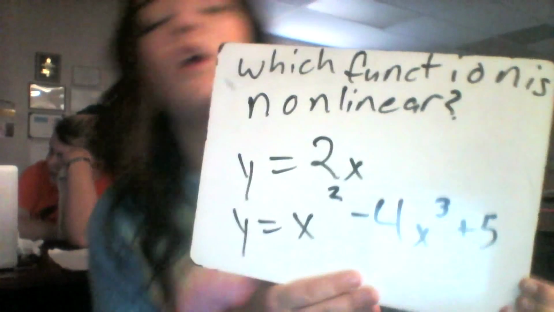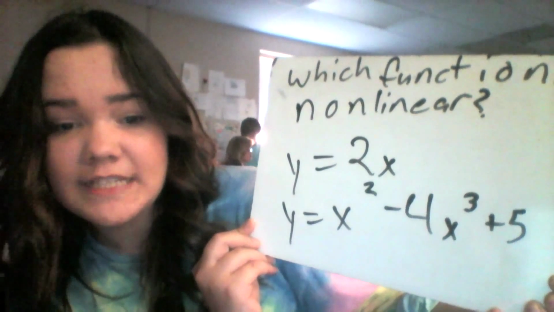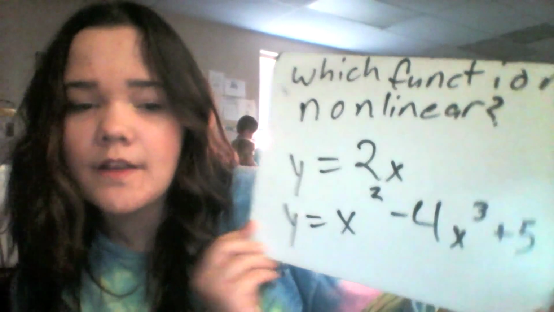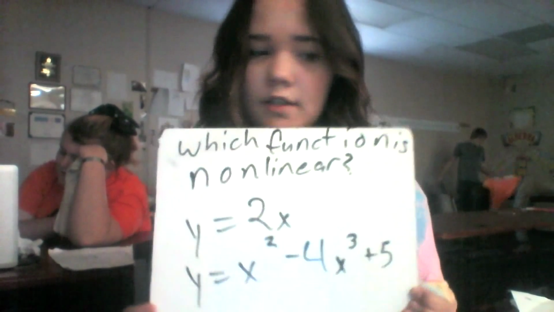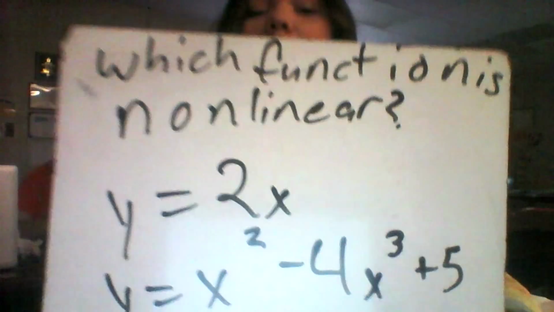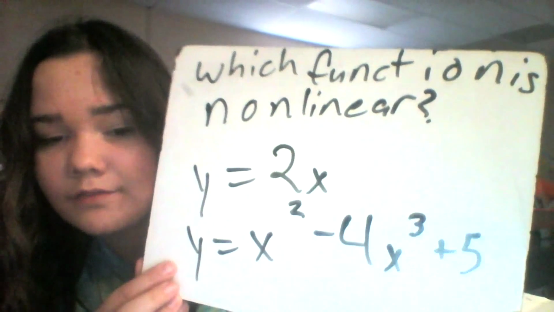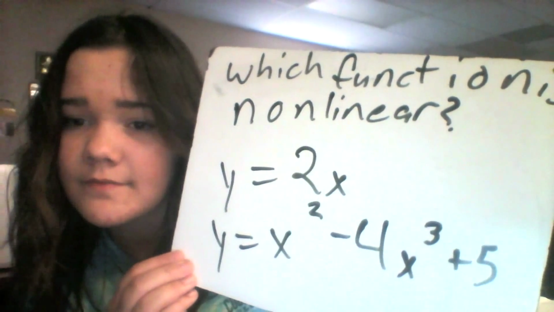So here's one of our examples. Which function is nonlinear? On this one, y equals 2x, and on this one, y equals x to the second power minus 4x to the third power plus 5. I'll let you look at this, remembering that variables cannot have an exponent larger than 1, and they must be a numerator. Alright, that should be enough time for you to figure out that the bottom one, y equals x to the second power minus 4x to the third power plus 5, is nonlinear.